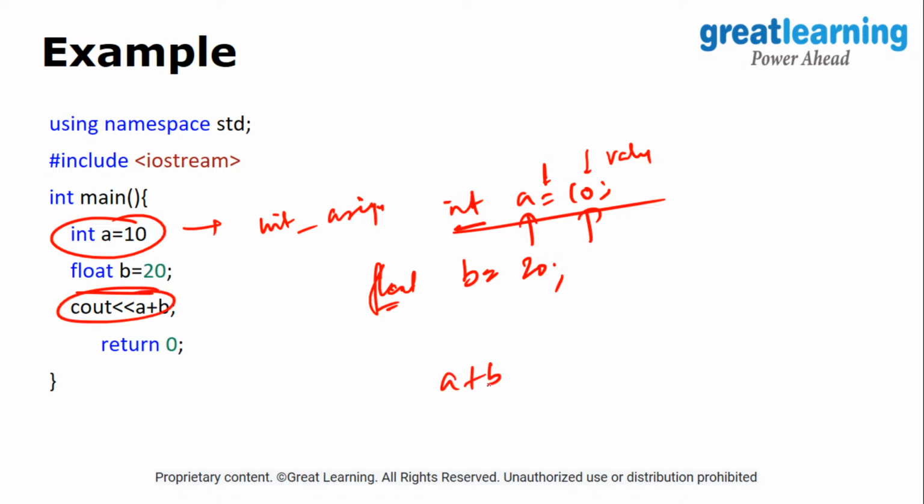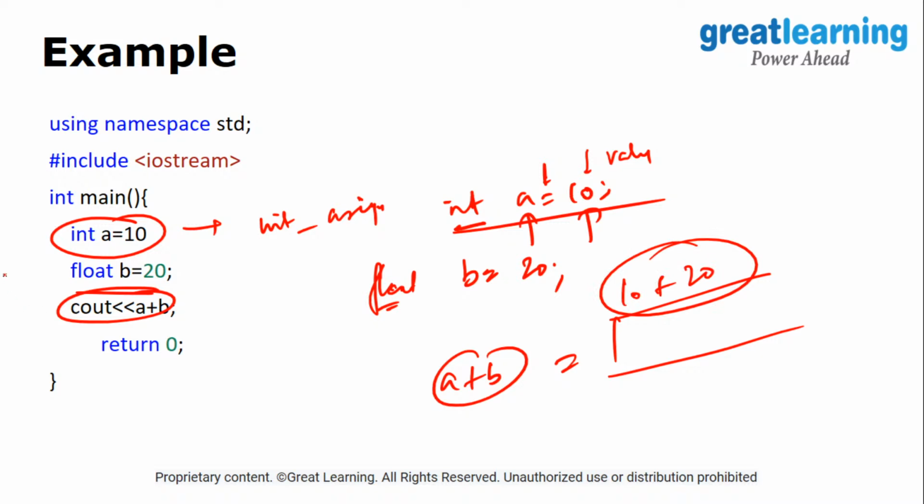We are doing a plus b. Can anyone tell me what will be the value of this 10 plus 20? Quickly, guys, just write it in the chat. Just keep one thing in mind, that the data type associated with a is integer, but with b it is float. It is not integer, it is float.